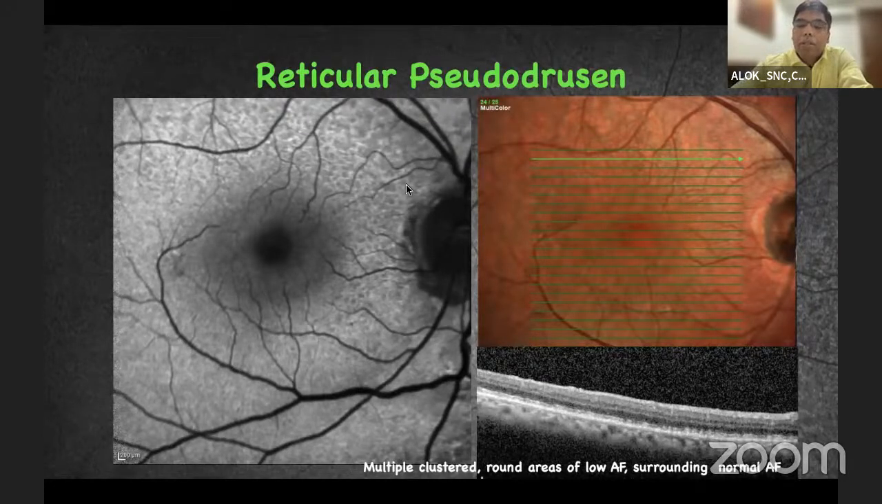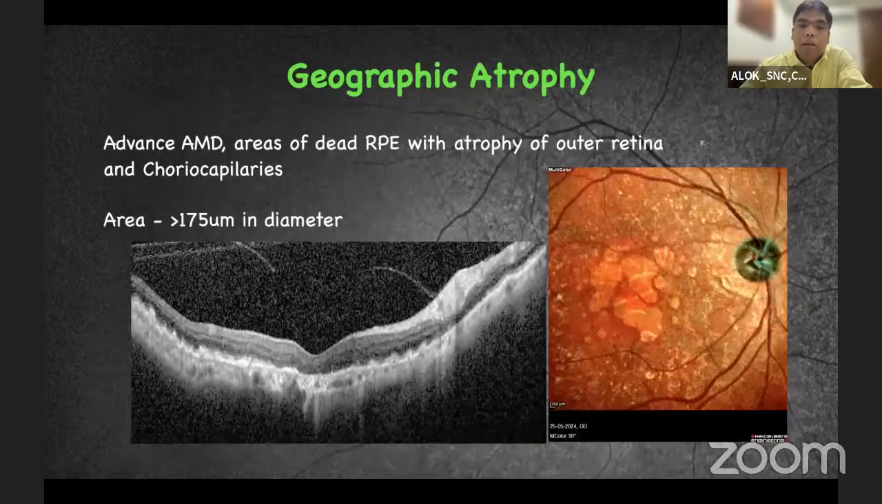And reticular pseudodrusen is usually present on OCT above the RPE. You can see the OCT frame here, where you can see these conical lesions which are above the RPE. So this is important. And fundus autofluorescence has a good sensitivity of around 80% to detect these reticular pseudodrusen.